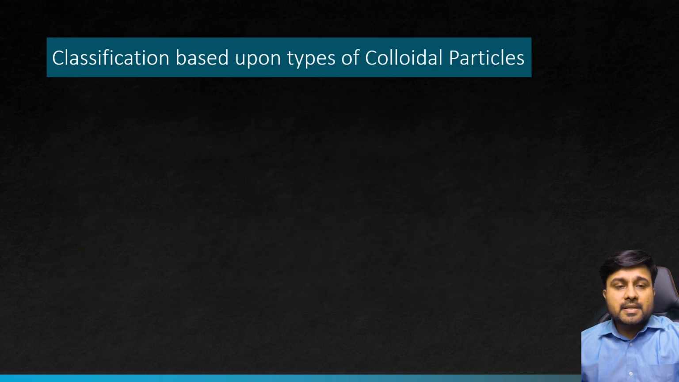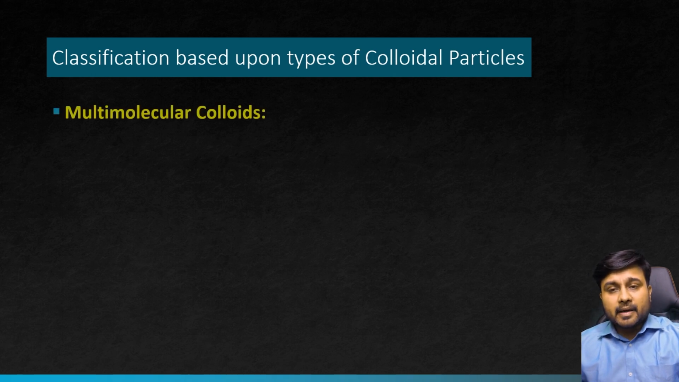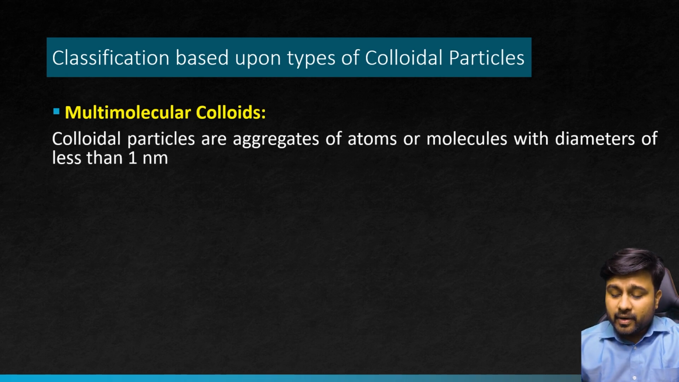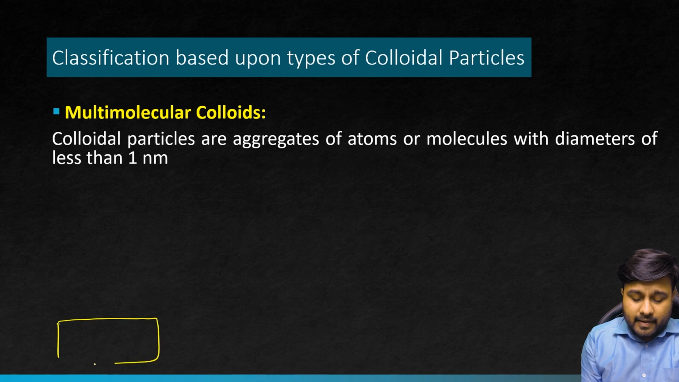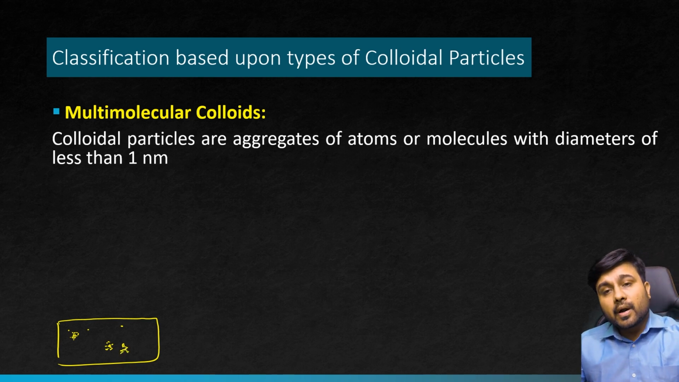Then, based upon the types of colloidal particles, we have basically three different types of colloids. One is multimolecular colloid. So what happens in multimolecular colloid, beta? Individually the particles are very small, but they aggregate together to get into a colloidal region. Okay, so small particles stick together and they get into a colloidal range.